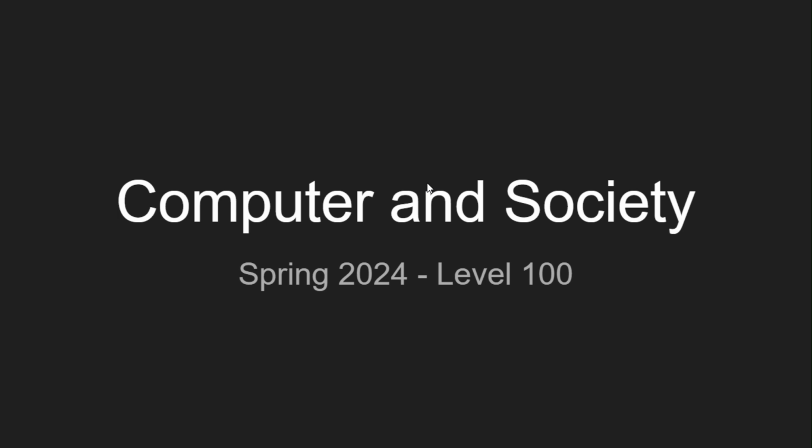So Computer and Society was the abbreviated name of the course. It's a basic 100-level introduction to computer science. As of the recording of this video, I basically just need to take the final exam, and grades will be posted. Hopefully I get an A so I can boost up that GPA. But let's get to it.